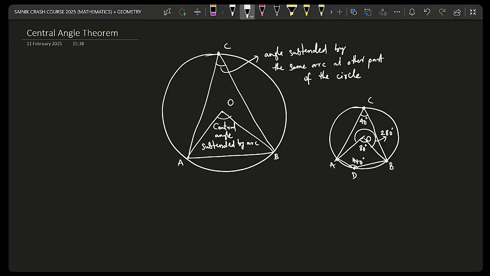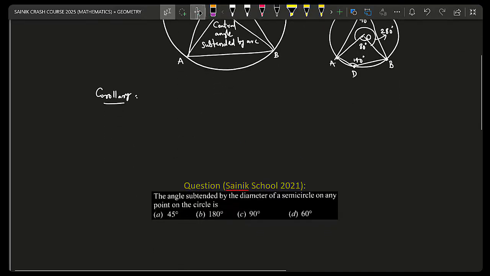The central angle subtended by any arc is always twice the angle subtended by the same arc at any point on the remaining part of the circle. Okay. So this is the central angle theorem, and there is a corollary for this. What do you mean by corollary? Corollary means it is not a new statement. It is the same statement which can be proved with the help of this. Okay. See, what is this corollary?